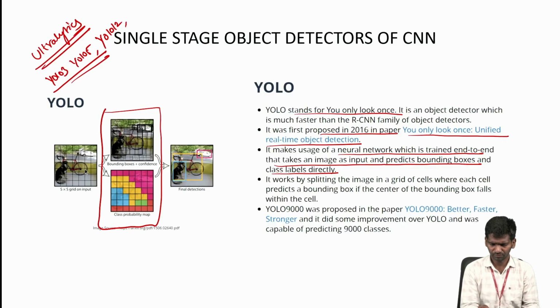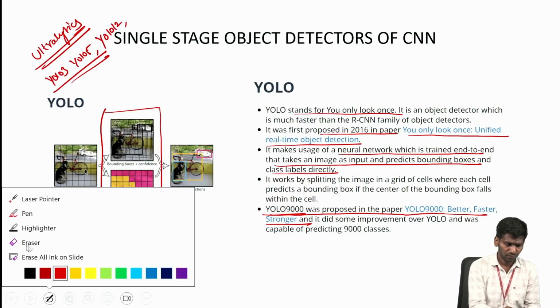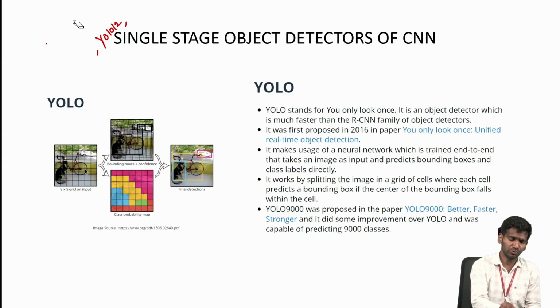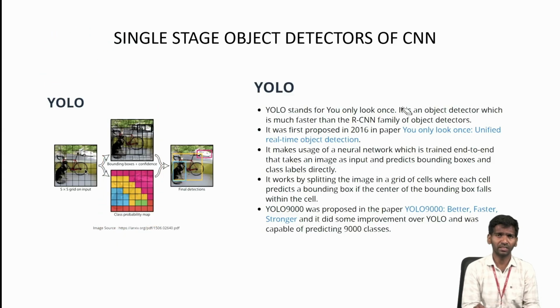All those two steps happen in a single step, so that's why we call it a single-stage object detector. YOLO 9000 was proposed in the paper YOLO9000: Better, Faster, Stronger. Apart from YOLO 3, YOLO 5, YOLO 11, and YOLO 12, YOLO 9000 is also there, so you can check that too. You can go to the Ultralytics website and find all this. They give real-life examples to study, and they mention the step-by-step procedure for applying them.